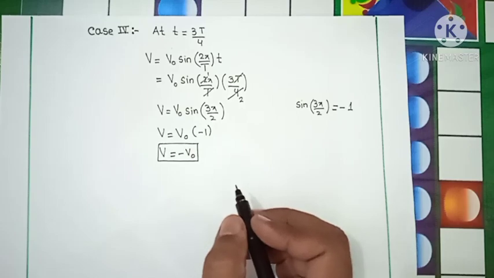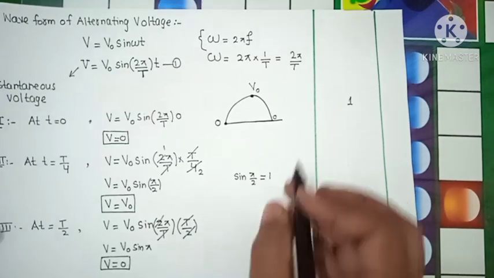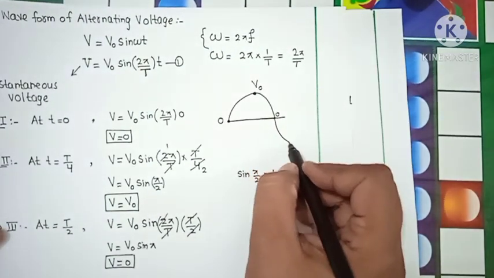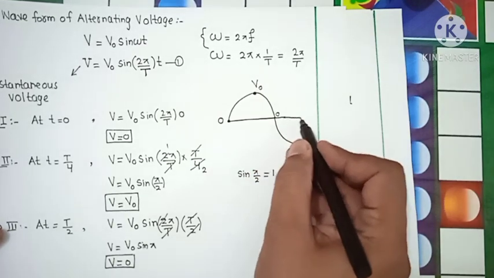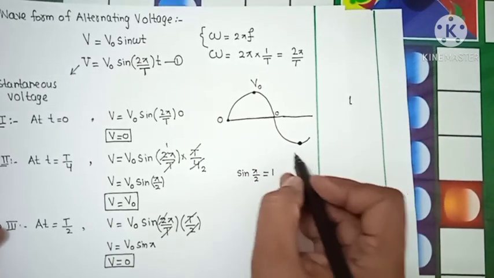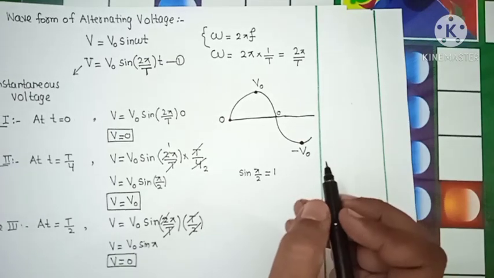So on the previous page, at that point, V is equal to minus V naught.